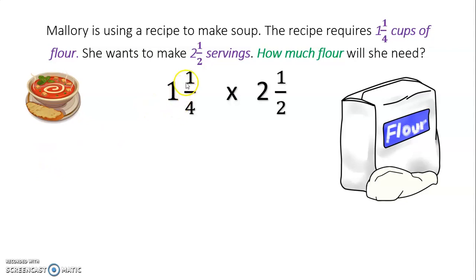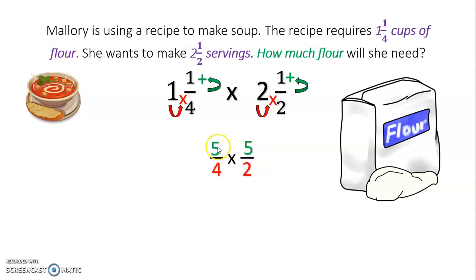But remember, we must convert our mixed numbers into improper fractions. And so to refresh our memory on that, we'll do 1 times 4, whole number times denominator, and then we'll add our numerator. Same for our 2 1/2, we'll do 2 times 2, and then we'll add our 1. So for 1 1/4, 1 times 4 is 4, plus 1 is 5. We'll have 5/4 as an improper fraction. And for 2 1/2, 2 times 2 is 4. 4 plus 1 is 5. We keep our same denominator, 5/2.